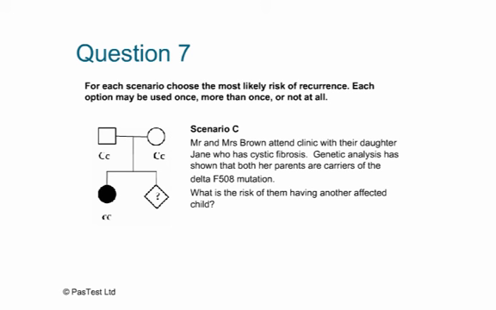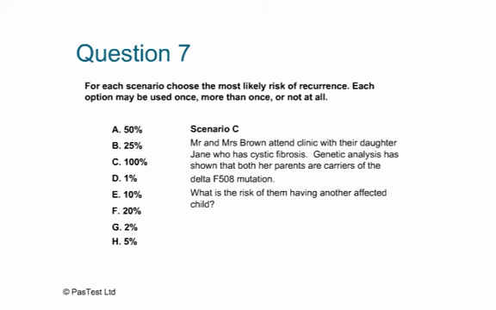So in that case, what is the risk of two carriers having a child affected by a recessive condition? Here's the scenario. We have an affected child which tells us both parents must be carriers, and the question is, what is the risk of the future child being affected? And the risk, hopefully you'll know, is 25%, or 1 chance in 4.